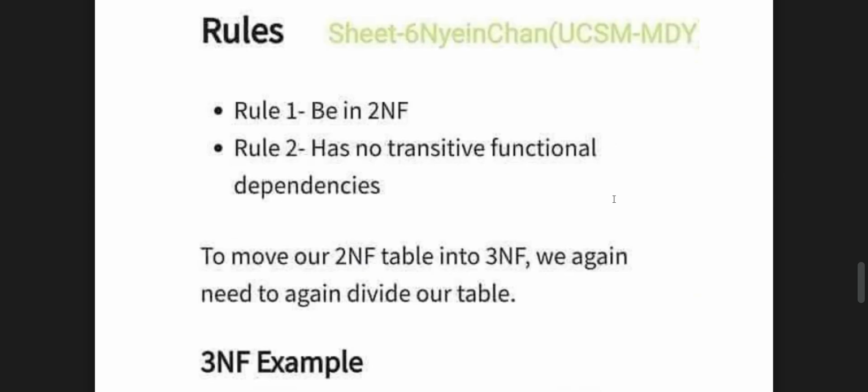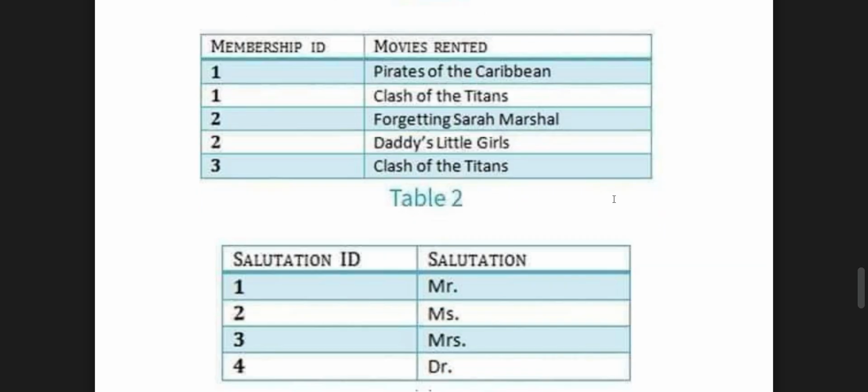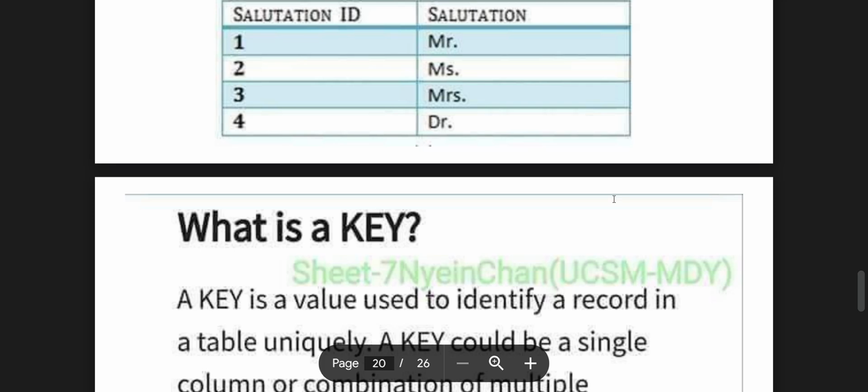Rule number 1: be in 2NF. Rule number 2: has no transitive functional dependency. 3NF. Table number 1: James Jones, Robert Phil. Pirates of the Caribbean, Clash of the Titans, Forgetting Sarah Marshall, Daddy's Little Girls, Clash of the Titans. Salutation: Mr., Mrs., Doctor. What is a key?